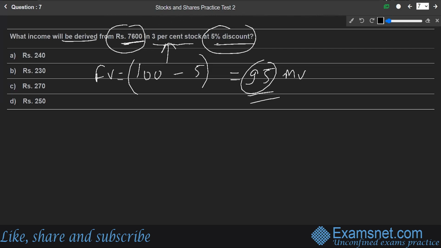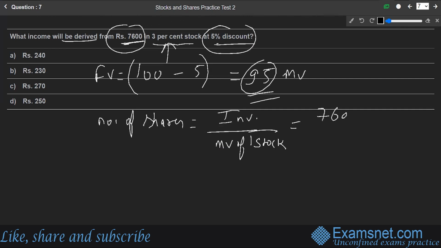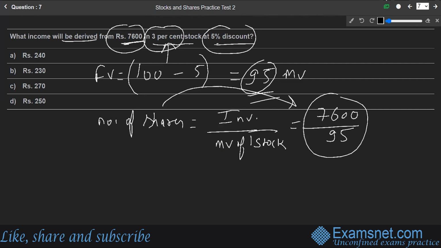Now how many shares do we have? So the total number of shares can be found out as nothing but total investment divided by market value of each share or one stock. Okay, so investment is how much? 7,600. Market value of each stock is 95. So this is what we have to perform. We are not dividing this completely because the calculation goes further. That will be saving our time. So this is the total number of shares. Each share is fetching how much? Each share is fetching 3% stock. So each share is fetching 3 rupees over 100 rupees face value. So how many shares do we have? We have got these many shares.